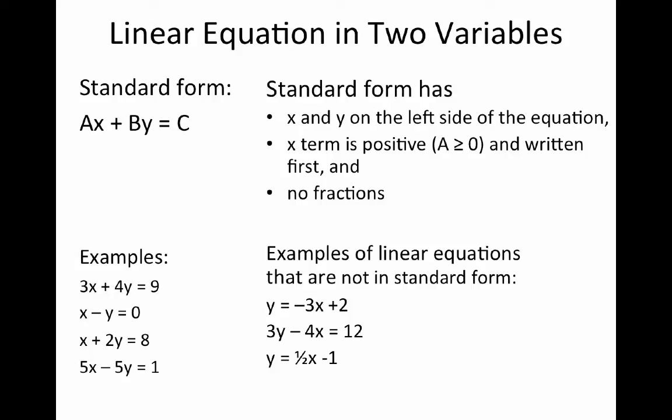y is equal to 1/2 x minus 1. Here the x term is on the right side of the equal sign, and there's fractions in the equation. And finally, 3x plus 1/2 y is equal to 5. While x and y terms are both written on the left and the x term is positive, there's fractions in this equation. So these last four are examples of linear equations that are not written in standard form.